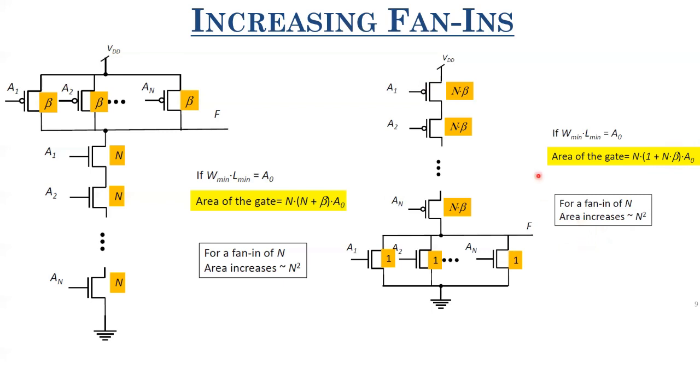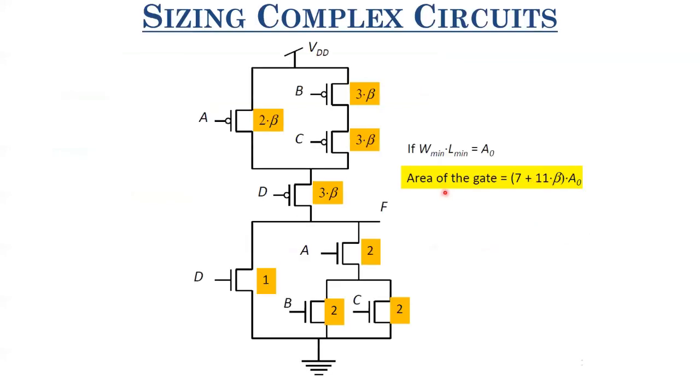Now let us size that complex gate that we designed in the previous lecture. So this was the gate, right? Let us size this one. Let us take the worst case delays here. Let us focus on the pull-down network first. What is the worst case pull-down network? The worst case is only when one of these transistors, or one of these two networks, conducts.